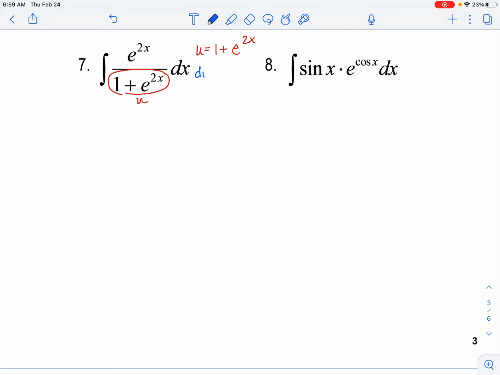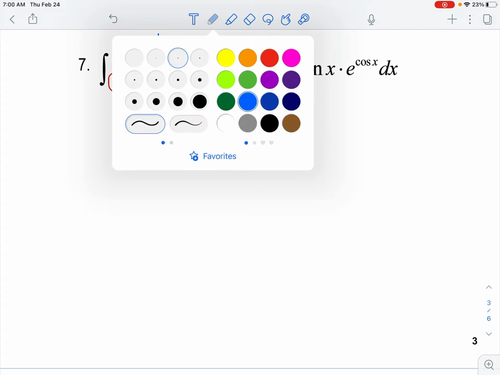But our solution is that when we take the derivative of our u, our du has an e to the 2x in it. Right? So the derivative of u is 2 e to the 2x dx, which is great. That means our e to the 2x dx in blue is going to come out. But first we need to rewrite this and divide by 2. So 1/2 du is e to the 2x dx. So in place of e to the 2x dx, we're going to put 1/2 du.